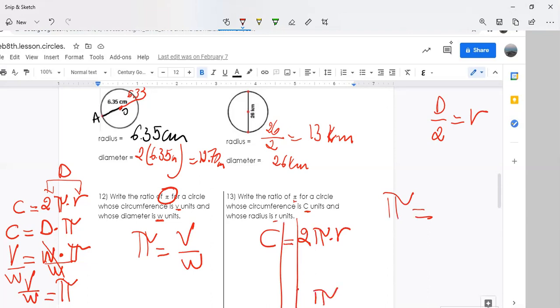So I divide both sides by 2r. Okay, both sides by 2r. The 2 cancels the 2, the r cancels the r. I'm left with pi equals c over 2 times the radius. Okay. And it's just a matter of playing with the variables, isolating which one they're asking for. So they ask you to isolate pi on both questions. Okay.